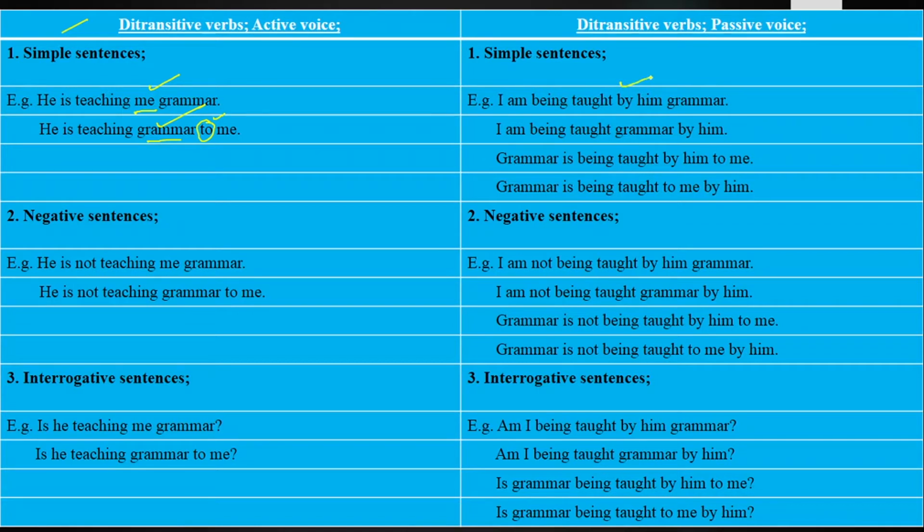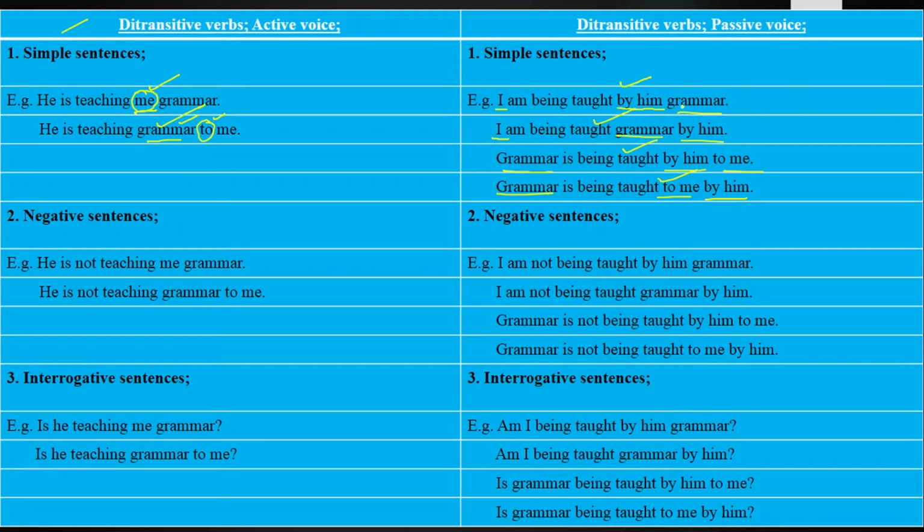I am being taught by him grammar. I am being taught grammar by him. Grammar is being taught by him to me. Grammar is being taught to me by him. First you will bring the living object, which means the indirect object, at the beginning, and you will change them: by him first, grammar at the end, then grammar first, by him at the end. After that you will bring the non-living, the direct object, at the beginning, and then put by him first, to me at the end, then to me at the beginning, and by him at the end. So that will be the 4 ways to change the sentences.